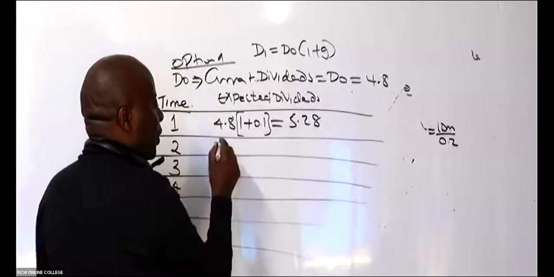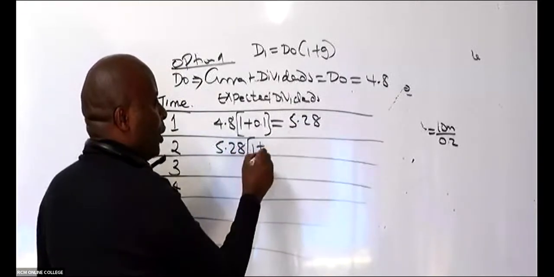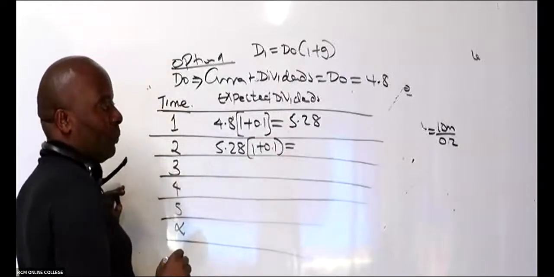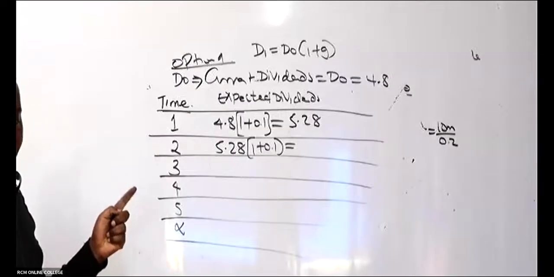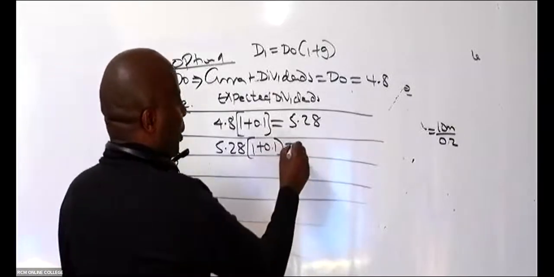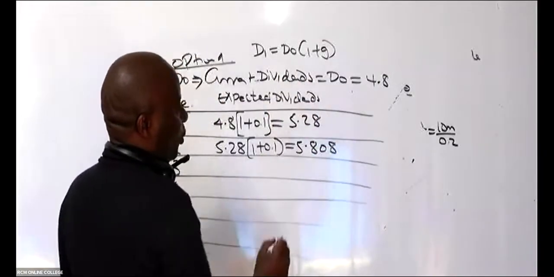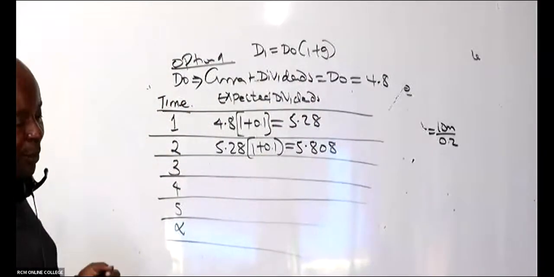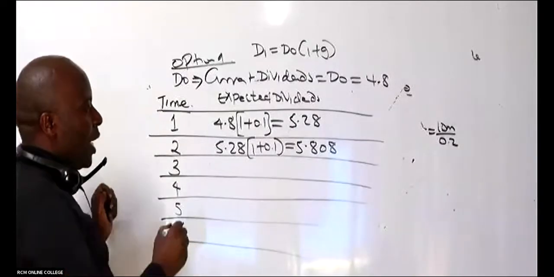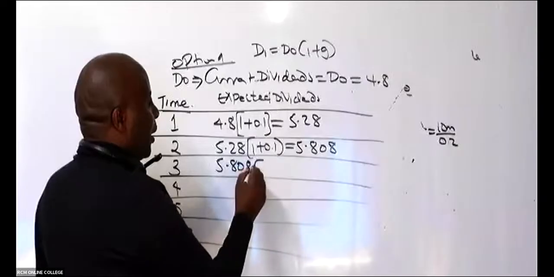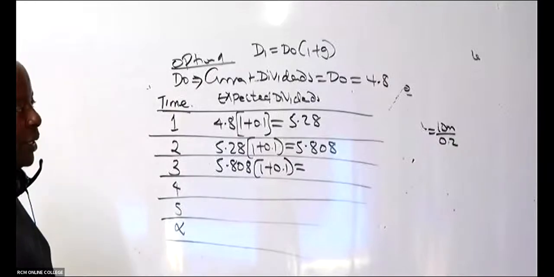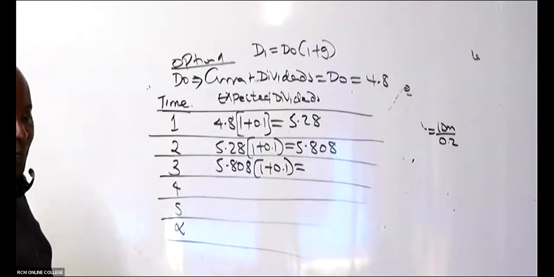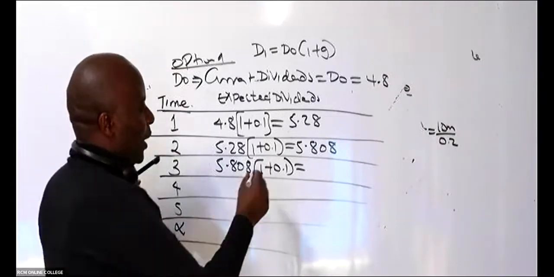We shall pick this and multiply it with (1 plus 0.1), because the 0.1 is constant for the next 3 years. Let's put 3 decimal places. So then we have here 5.808, and 0.1 again. That is the last year. So Pius is giving me 6.388.